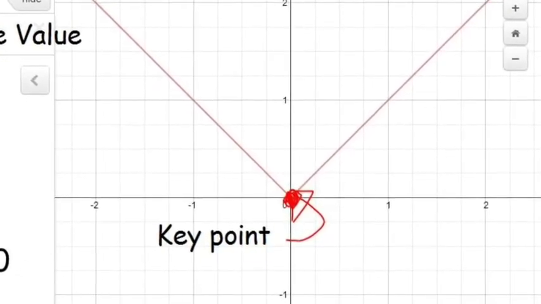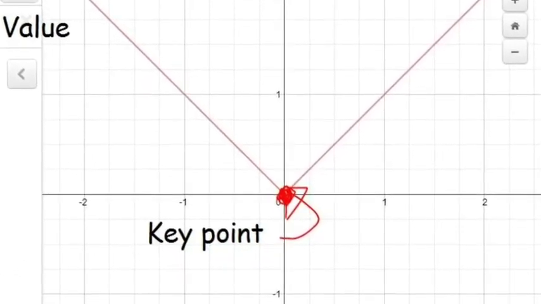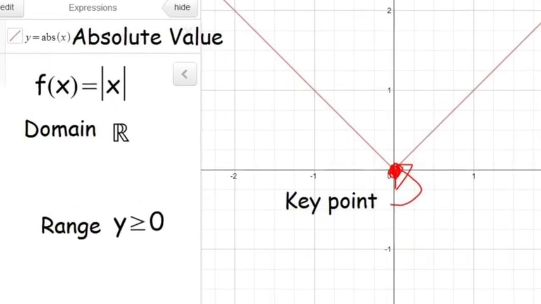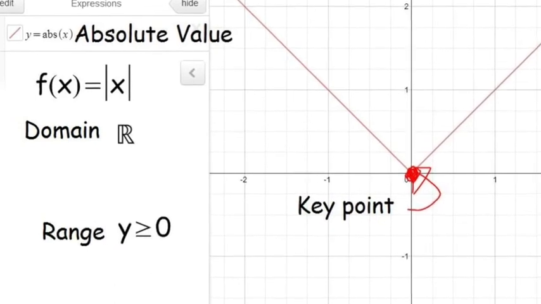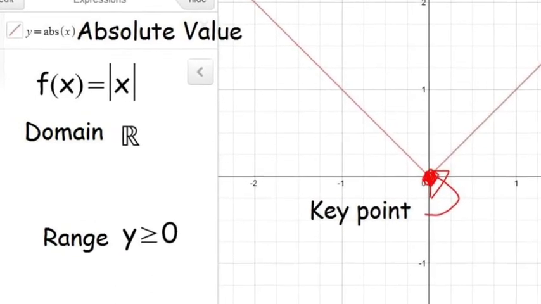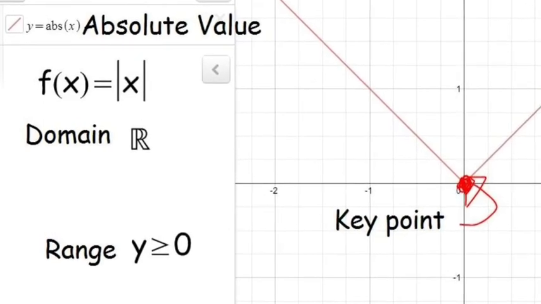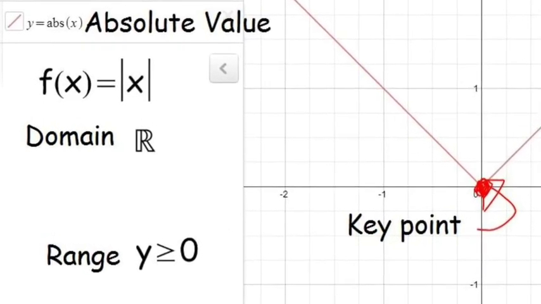For this graph, the domain represents all real numbers. Any number can be plugged in, but my range is limited only to numbers greater than or equal to 0. This is because the absolute value, recall, strips the sign off of the value and returns only positive answers. 0 can still be used and thus returns 0.